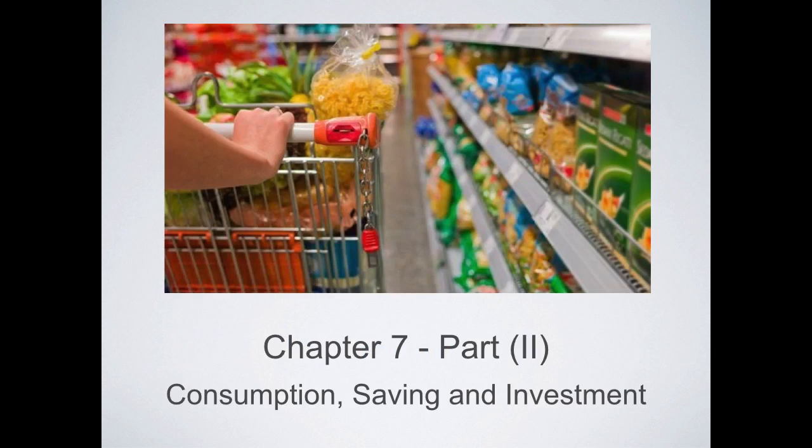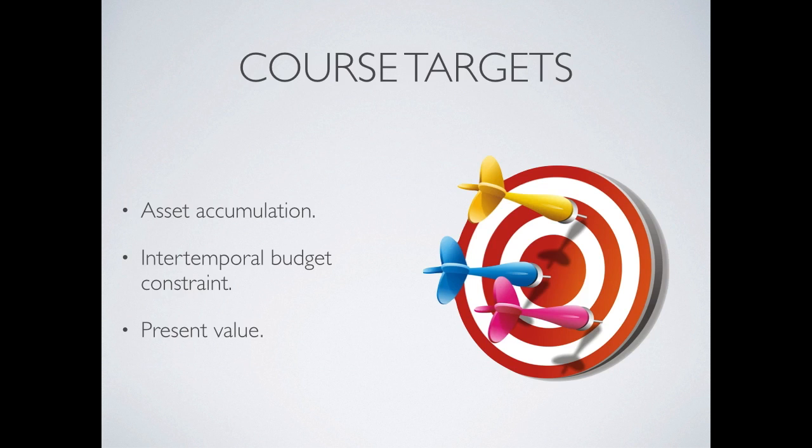Hello everyone. We will continue our learning of Chapter 7, Consumption, Saving, and Investment. For Part 2, we have 3 targets. One is to understand asset accumulation, and we will also learn how to put down proper time subscript for household budget constraint. And then we'll move on to build up households intertemporal budget constraint and finish it with the idea of present value.